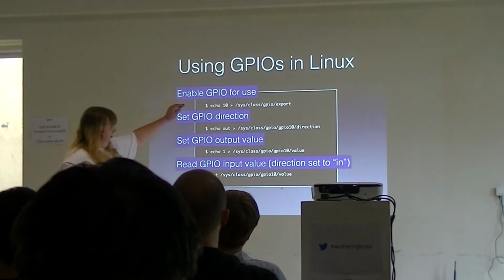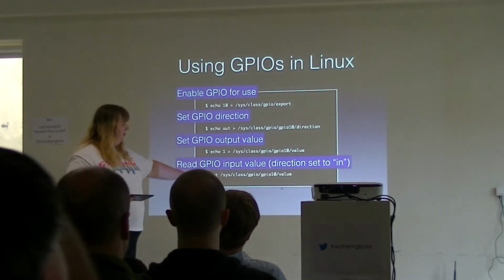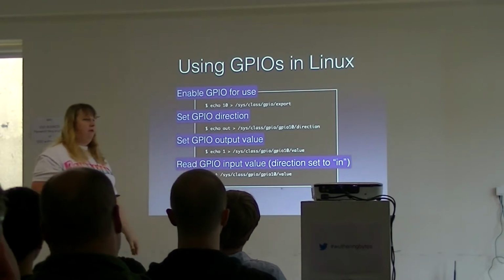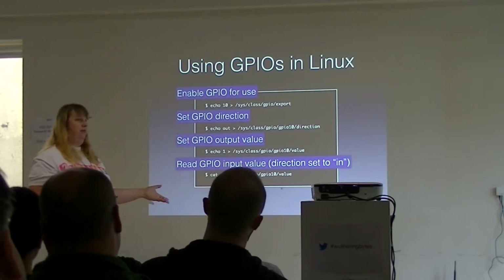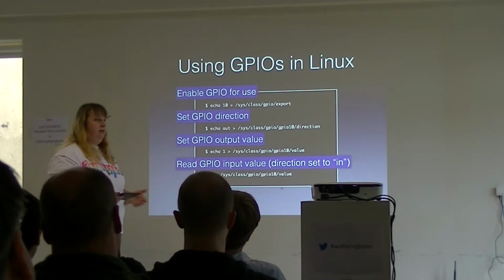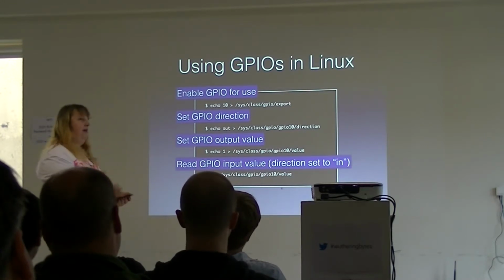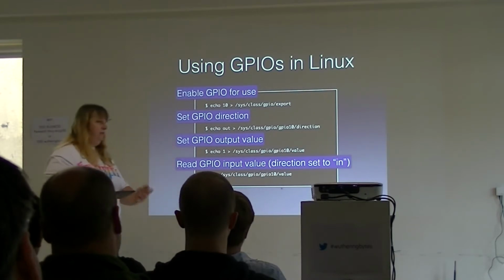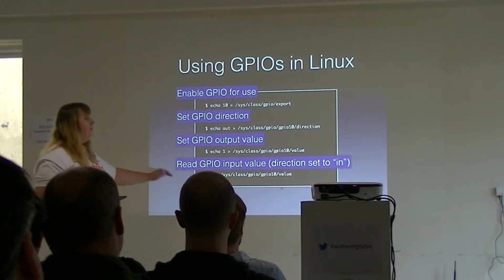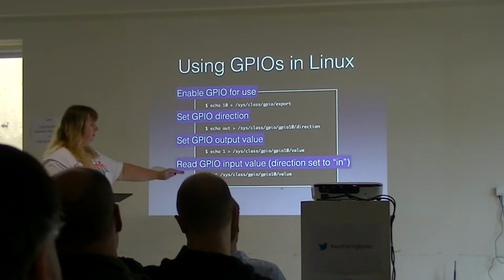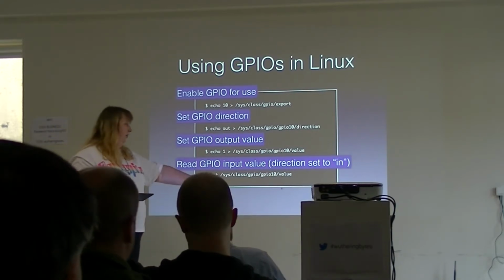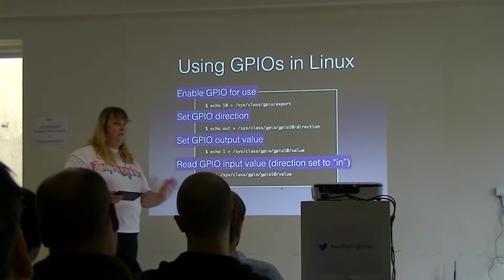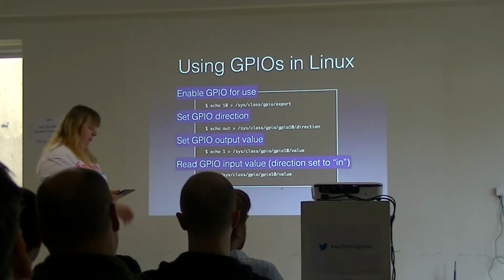Now, because this is all standard Linux file stuff, it means that if you're using something like C or Python, you can do asynchronous I/O to check when things have happened. But I didn't want to go into too much programming, so I've just stuck with this. So if you were doing it in C, you could do a select or a poll on this file, and that would go off when the signal changes.